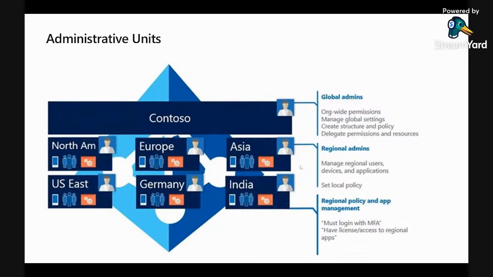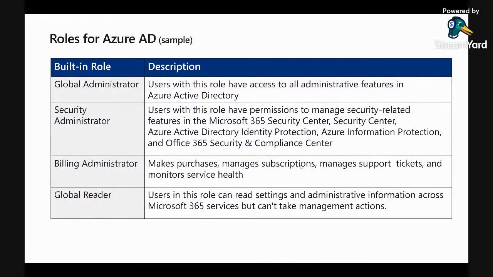So let's take for instance, I have an enterprise environment, say Contoso, and I have different regions: North America, US East, Europe, Germany, Asia, India. I would typically have a global admin, which has that oversight and responsibility over the whole tenant. But in each of these regions, I want someone else to be able to manage users, devices, applications, and policies at that particular level, which would apply only to their own users. Then I need to begin to create administrative units and define the permissions as required.